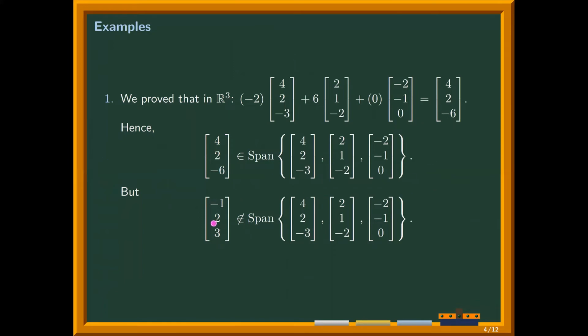Moving on, in the last video, we also showed that (-1, 2, 3) is not a linear combination of (4, 2, -3), (2, 1, -2), and (-2, -1, 0). And so we write this to mean that (-1, 2, 3) is not in the span of this set of vectors.